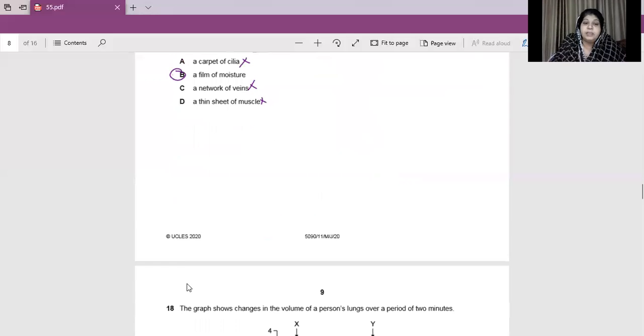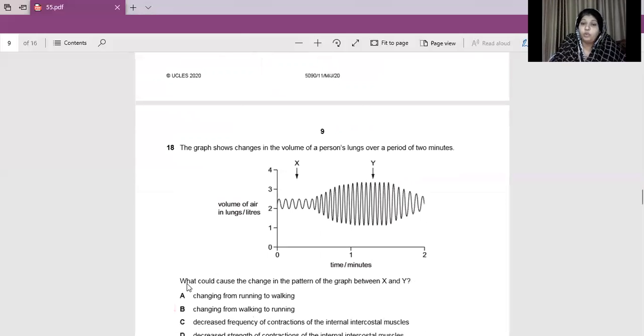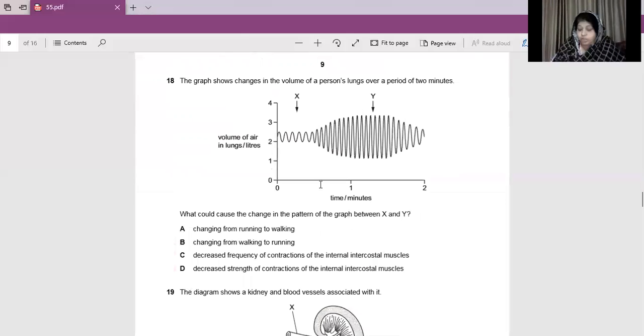Next, the graph shows the change in the volume of a person's lung over a period of 2 minutes. In the initial half minute it is normal, or you can say low, then suddenly it increases. They are asking what causes the change in the pattern of the graph between X and Y. You can practice this: when you are walking, your heartbeat and lung volume are normal, but when you start running, it increases.